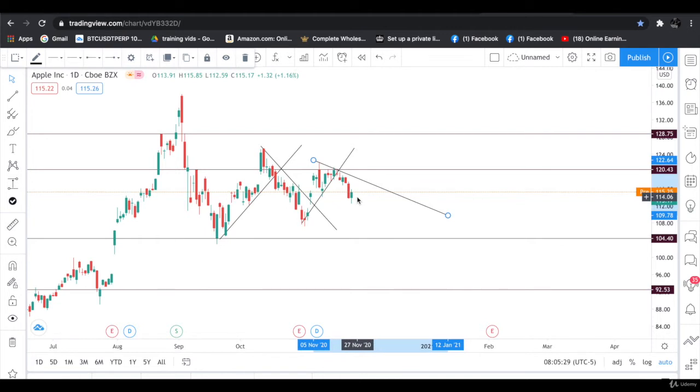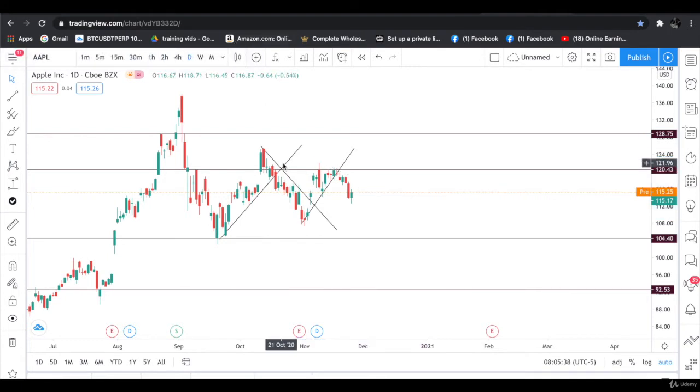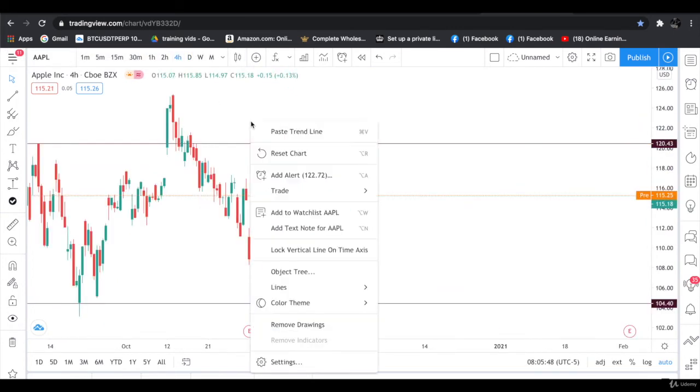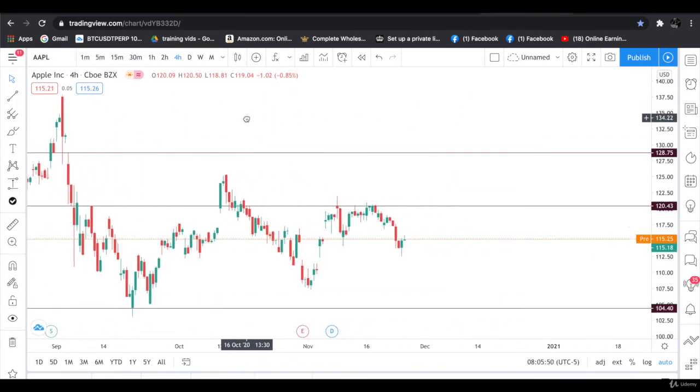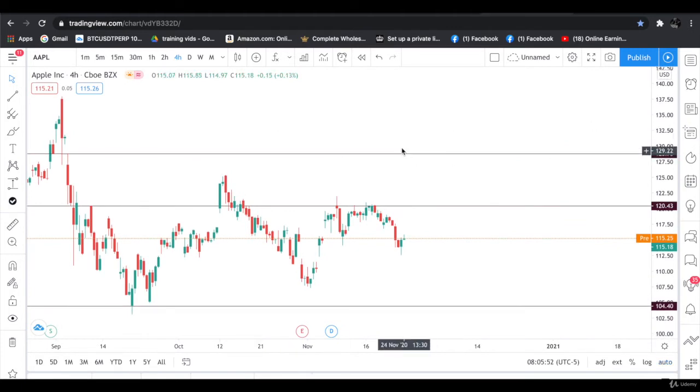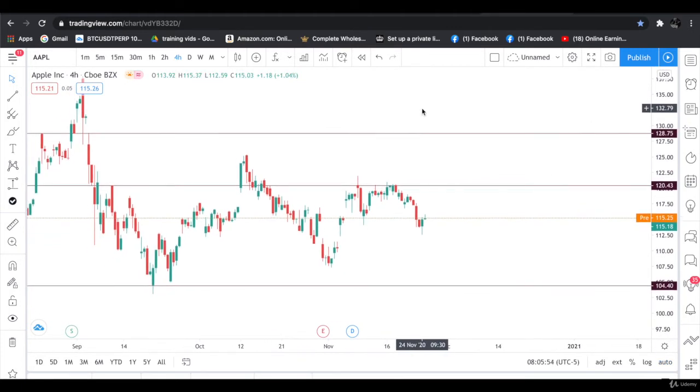Now let's go to the 4-hour chart and apply some indicators and a chart pattern. Let's remove this. The 4-hour chart. Now this is the 4-hour chart. I can see clearly we are having a symmetrical triangle over here. Now focus on this. Let's take the trend line and draw the symmetrical triangle.